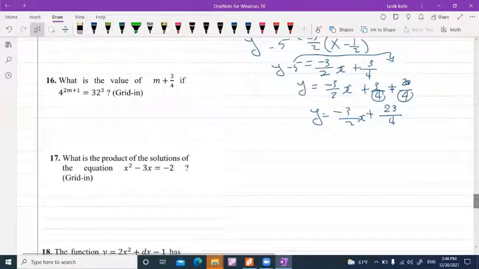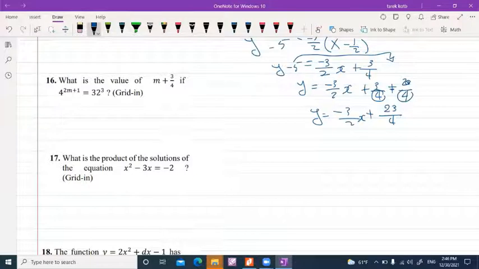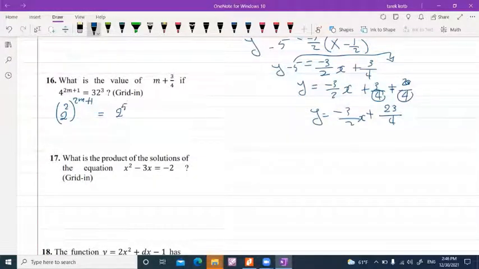What is the value of m plus 3 over 4 if 4 to the power of 2m plus 1 equals 32 to the power of 3? Okay, let me simplify this. The 4 can be 2 to the power of 2, to the power of 2m plus 1. And the 32 will be 2 to the power of 5, to the power of 3.